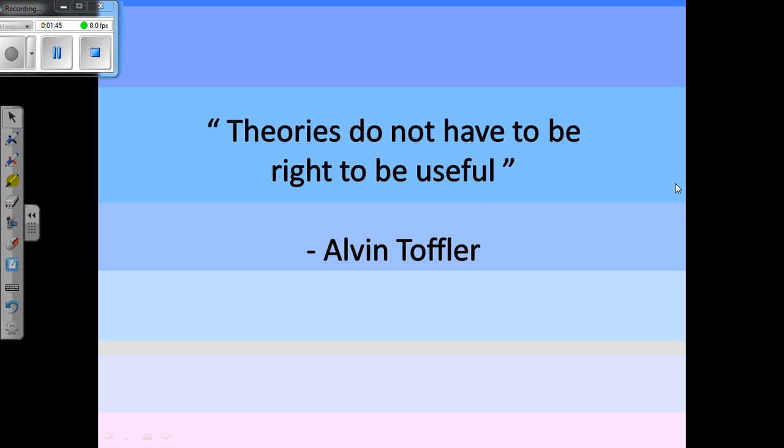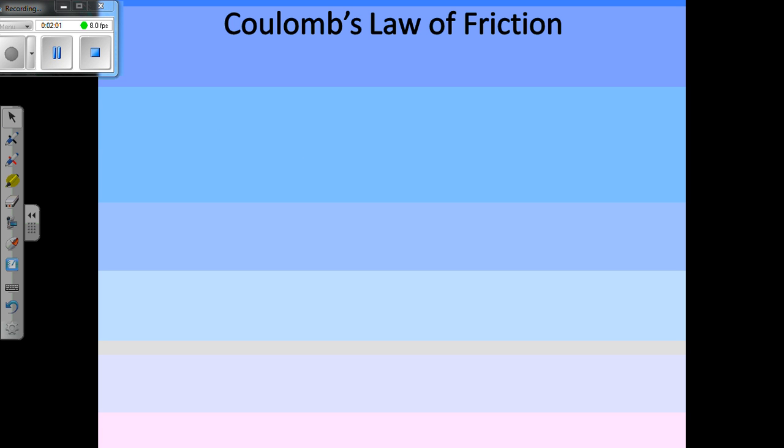We're modeling real life here, and in the modeling process, we have to make simplifications and assumptions, which means that although the theory may not be 100% accurate, it can still be useful for us to get some good results. It's called Coulomb's law of friction, and the main principles are these. Friction will always oppose motion.